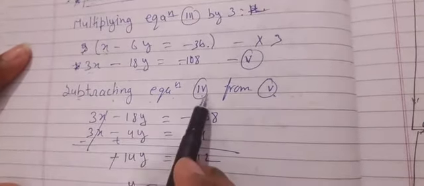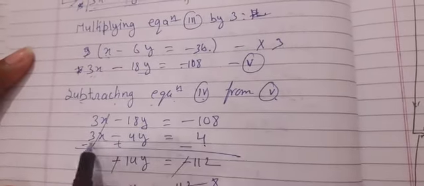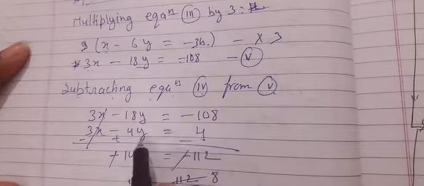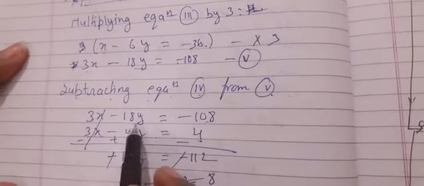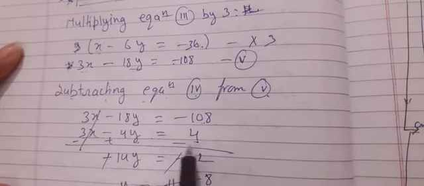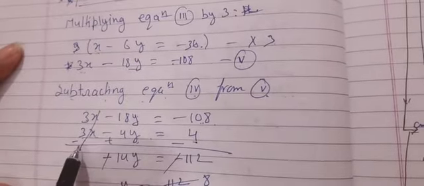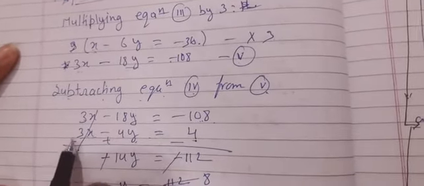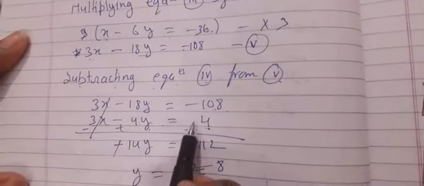Subtracting equation 4 I have written, and where is 4? Yeah, correctly written. So this is written here because I have to subtract this from that one. So that's why equation 5 is on top. 3x minus 18y is equal to minus 108, and here is 3x minus 4y is equal to 4. Okay, and as we have written subtracting means we are going to subtract, so we will change the sign.